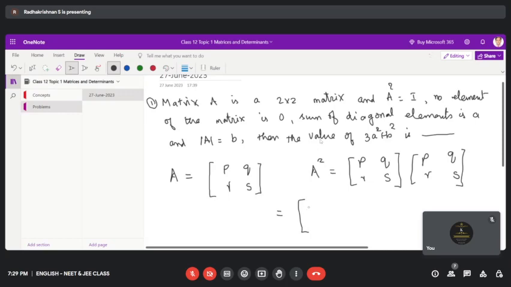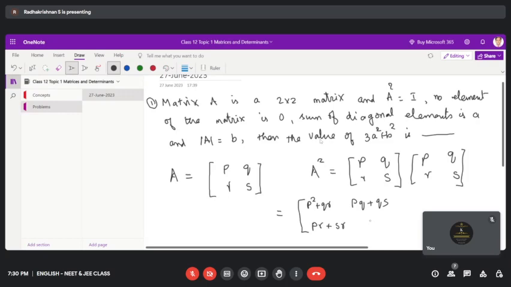So what will be the first element? P square plus QR. And what is the second element? PQ plus QS. Very good. And this third element? PR plus SR, right? Yes, sir.